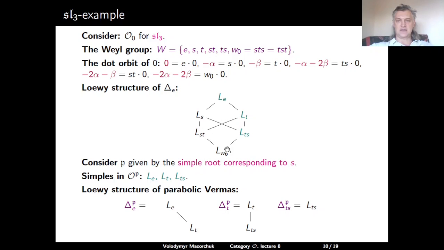So we take delta T, this is this module, and we should kill the submodule given by delta ST. So this kills these 2 elements, and the outcome is the module with top LT and socle LTS. And finally, the third parabolic Verma module is delta TS. So we take the Verma module delta TS and factor out the submodule given by delta W0. The outcome is just one simple module LTS. So this gives us the structure of parabolic Verma modules for this particular example.